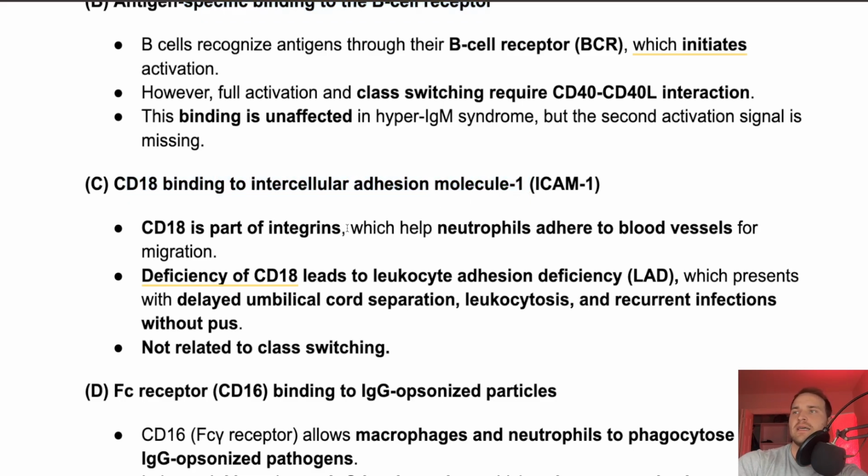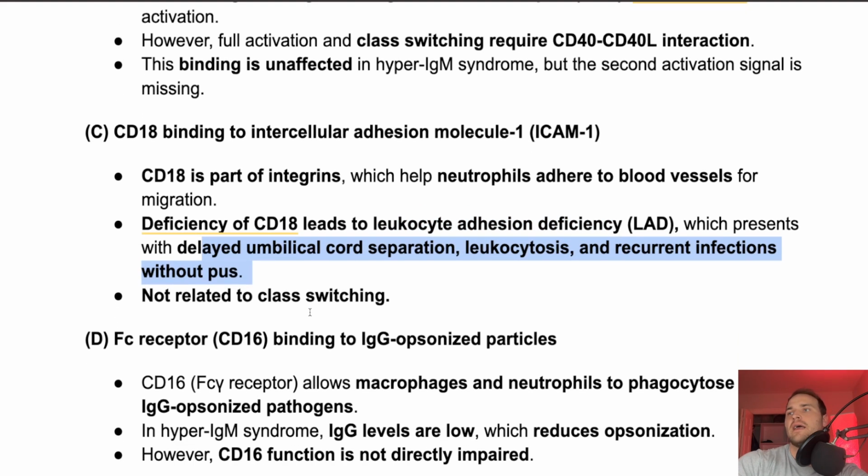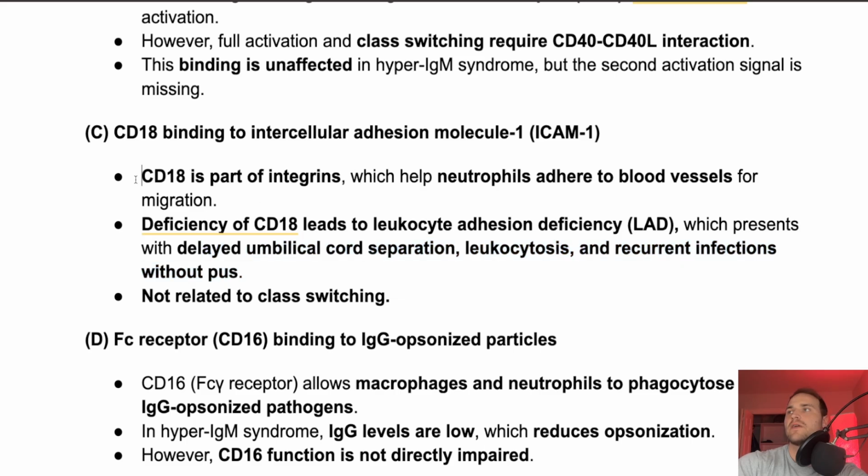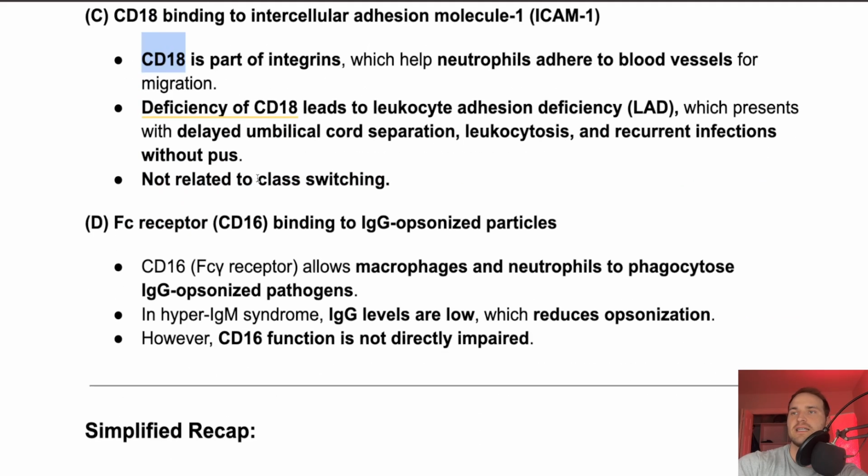CD18 to the ICAM. So CD18 is part of the integrins, which help the neutrophils adhere to the blood vessels. And if you have a deficiency, then it could lead to LAD, leukocyte adhesion deficiency, which presents with delayed umbilical cord separation, leukocytosis, and recurrent infections without pus. And it's not class switching related. So think of these integrin formations with CD18.